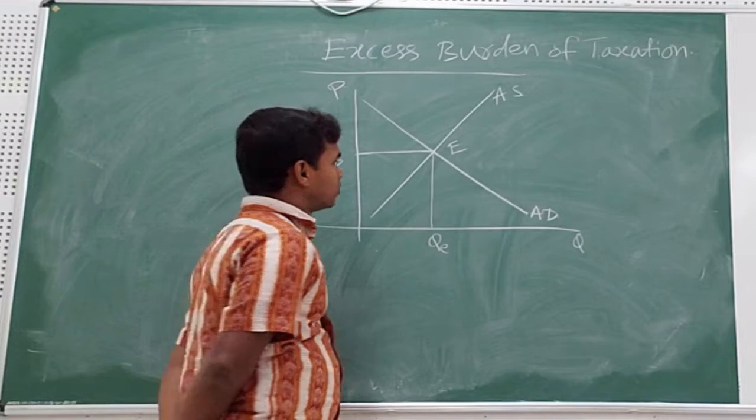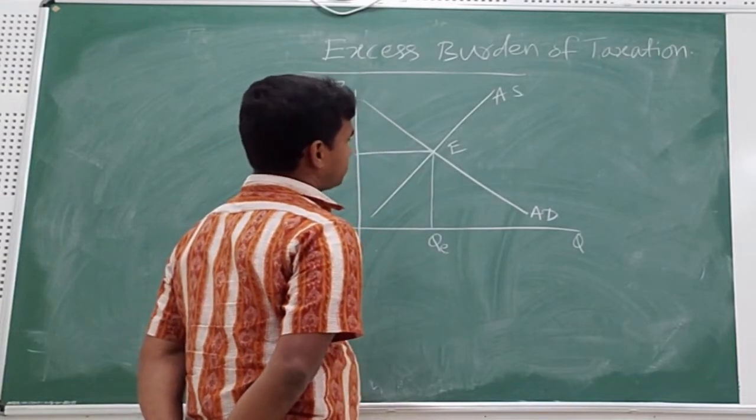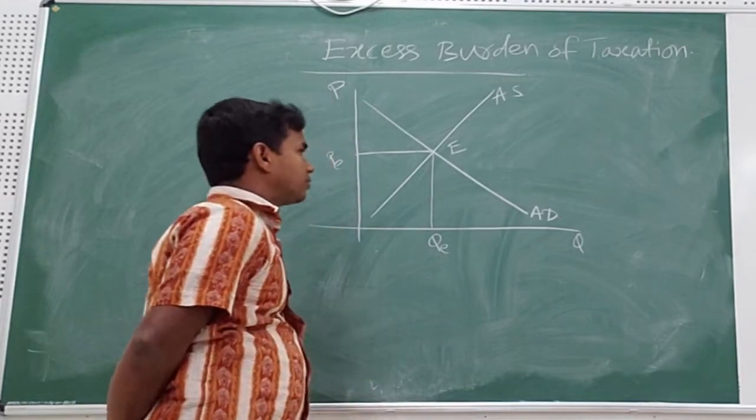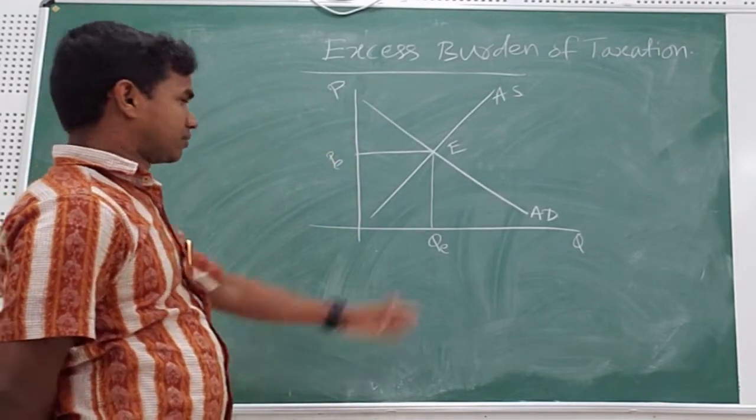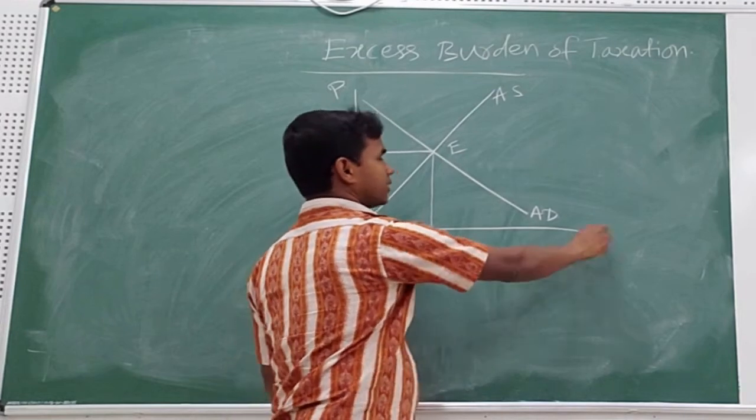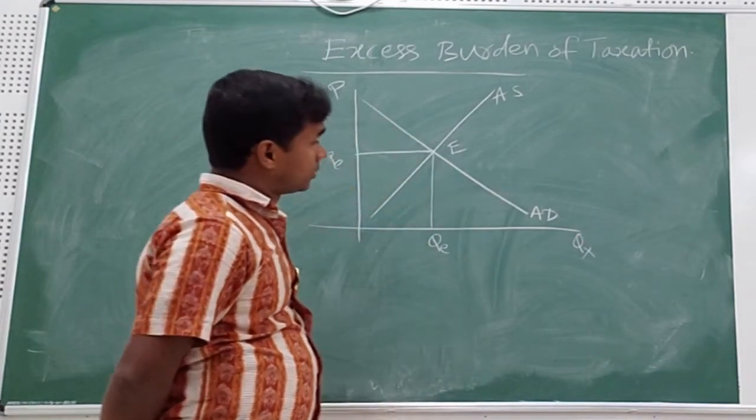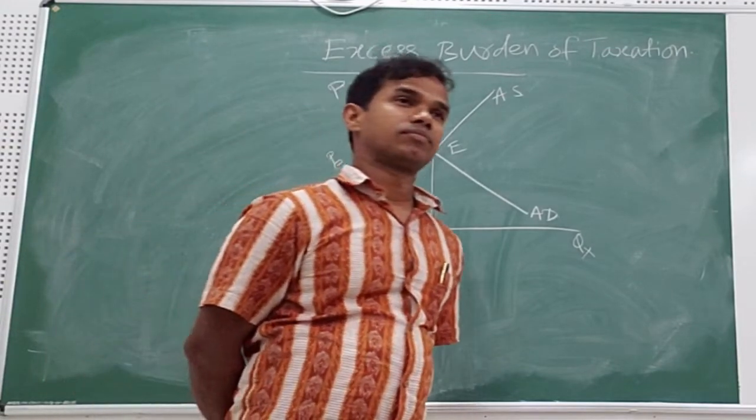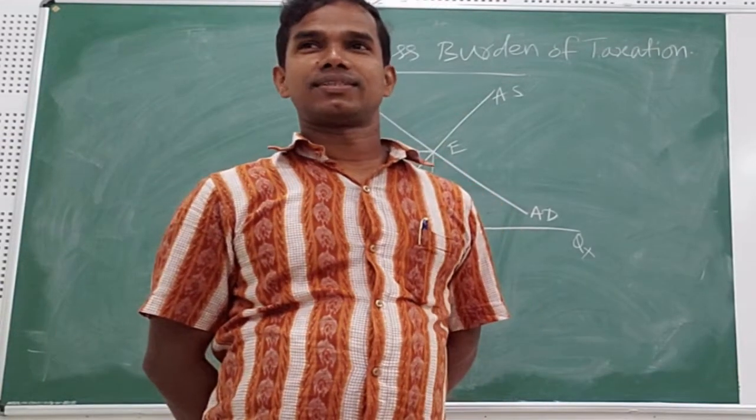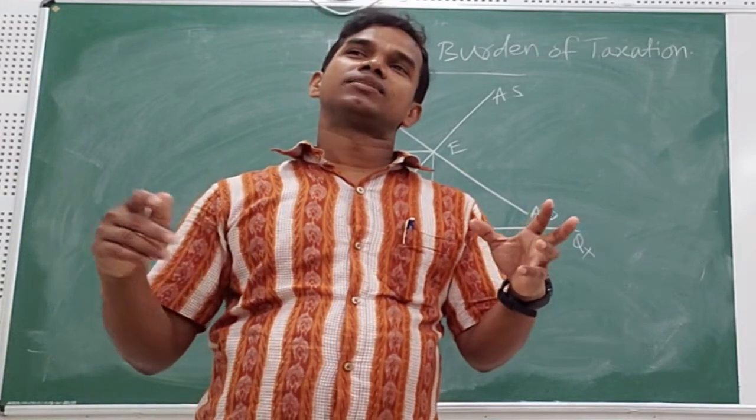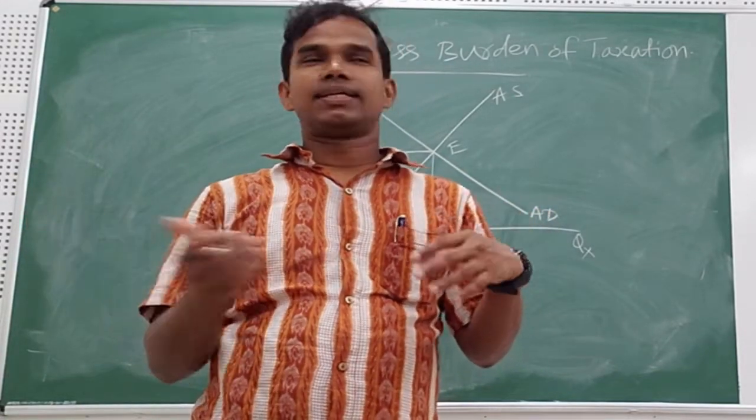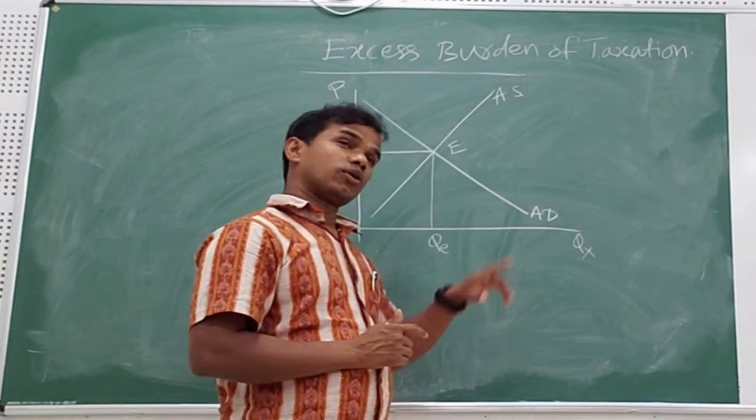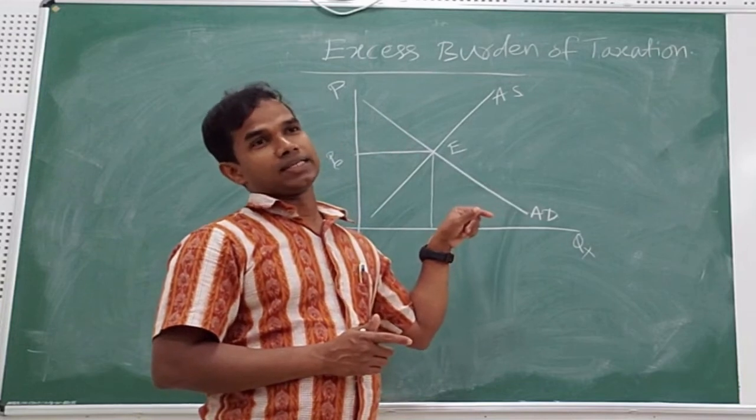And now when a tax is imposed, say we are imposing a tax on commodity X. So how will you show that in the diagram? The tax is always imposed on the producer, right? The producer collects the tax from the consumer, that is a different thing, but it is collected by the producer. So the cost curve shifts, not the demand curve.